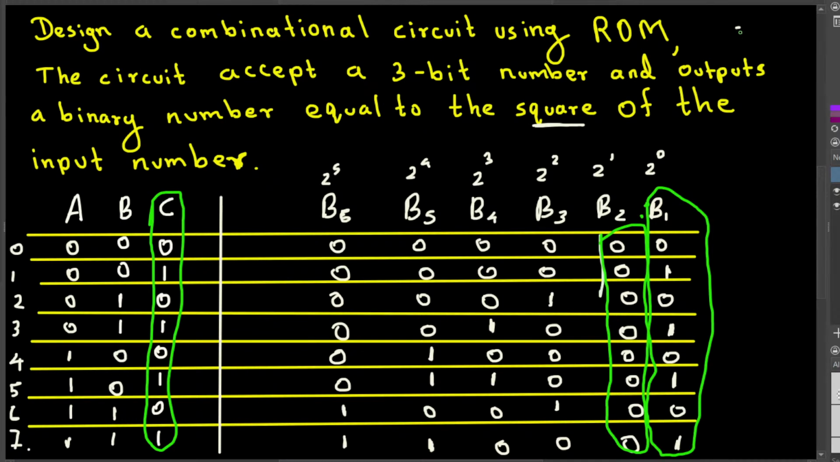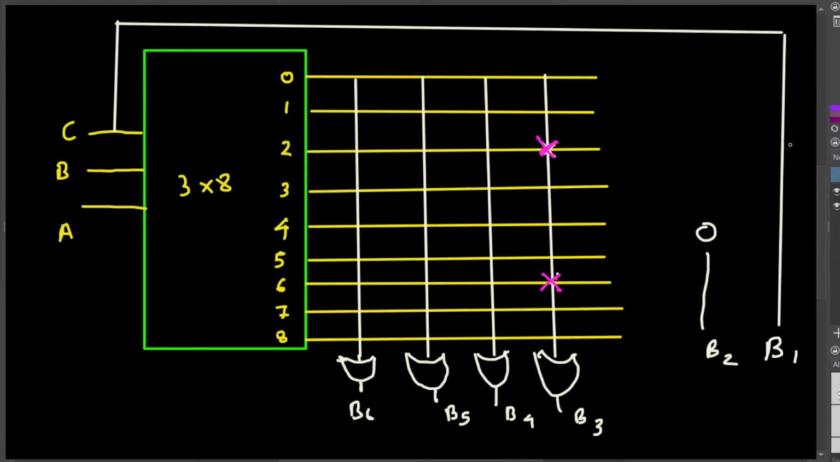Okay. And I realized that I put one extra here. If you are starting from 0, it's only up to 7. So 0 to 7 is 8 outputs already. Okay. So that's for B3.